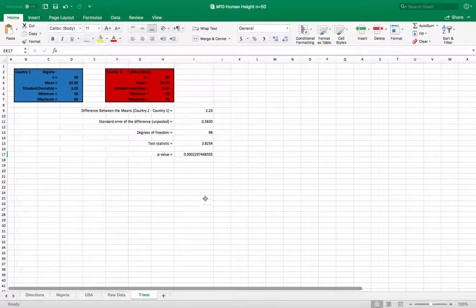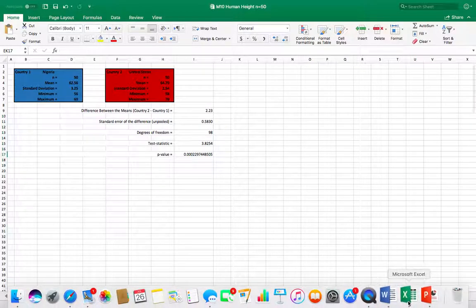And the test statistic is 3.8254, which is obviously kind of large. The p-value, by looking at it, is clearly less than our level of significance of 0.05, which is going to cause us to reject the null hypothesis that we originally had.